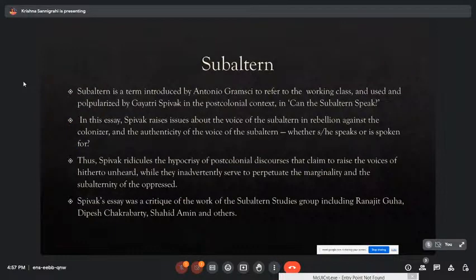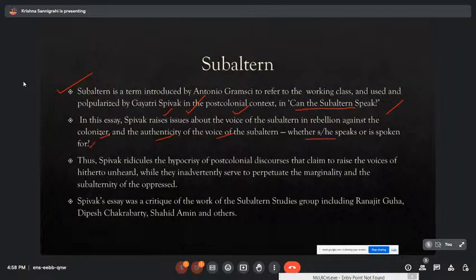And finally, the term subaltern. Subaltern is a term introduced by Antonio Gramsci to refer to the working class and used popularly by Spivak, which we are discussing since yesterday, in her essay, Can the Subaltern Speak? So in this essay, Spivak raises issues about the voice of the subaltern in rebellion against the colonizer and the authenticity of the voice of the subaltern, whether she or he speaks or is spoken for.